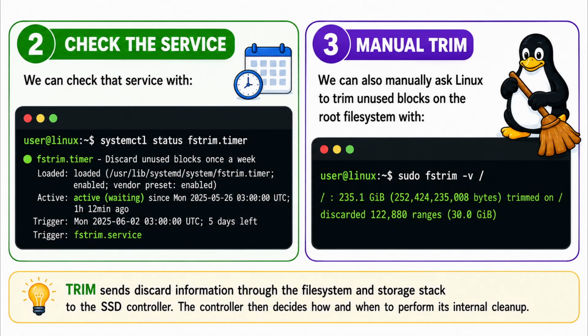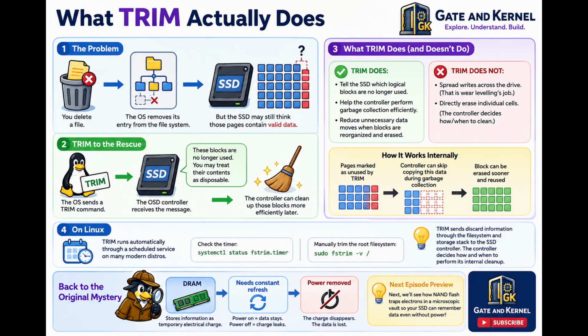On many modern Linux systems, TRIM runs automatically through a scheduled service. We can check that service with systemctl status fstrim.timer. We can also manually ask Linux to trim unused blocks on the root file system with sudo fstrim -v /. The command does not reach into individual cells and immediately erase every electron trap. It sends discard information through the file system and storage stack to the SSD controller. The controller then decides how and when to perform its internal cleanup.